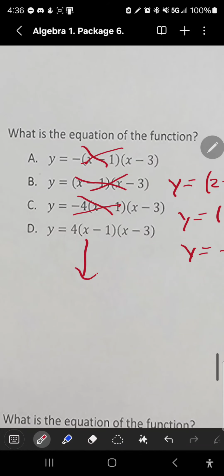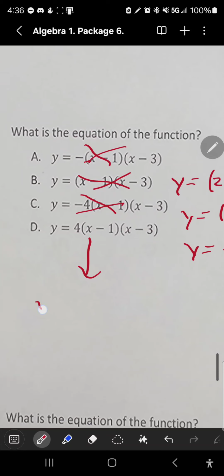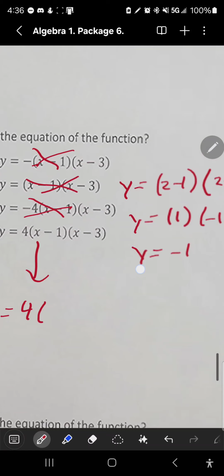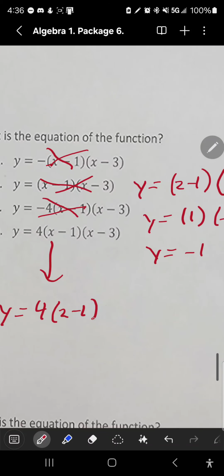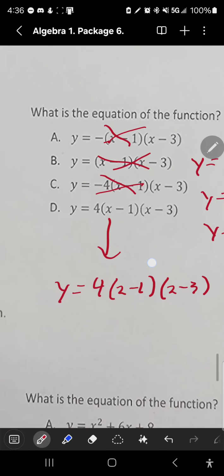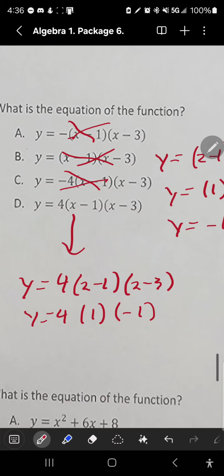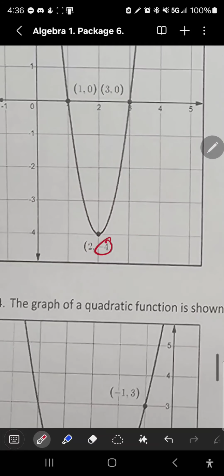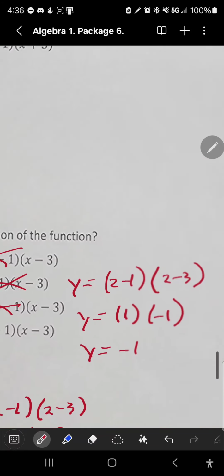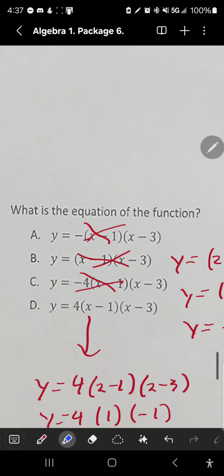If I do it here, I have that y is going to be equal to 4 times (2 minus 1) and (2 minus 3). So that's going to be 4, 2 minus 1 is 1. So 4 times 1, and 2 minus 3 is negative 1. Oops, negative 1. 4 times negative 1 is negative 4, which is what we were looking for right here. Therefore, D is our answer.